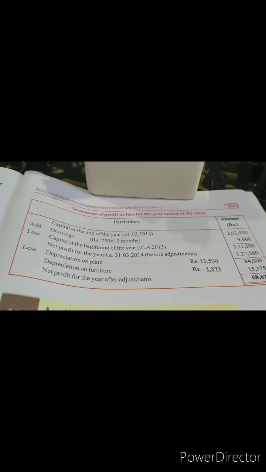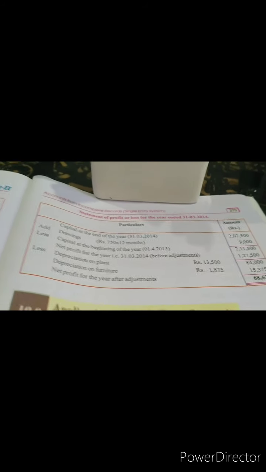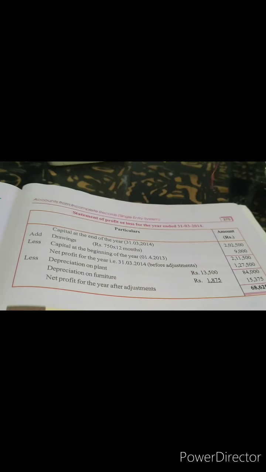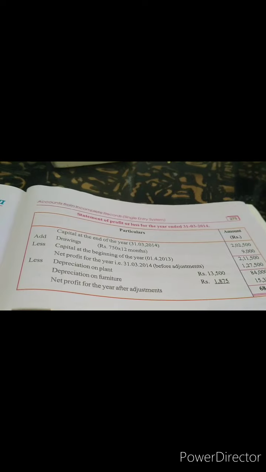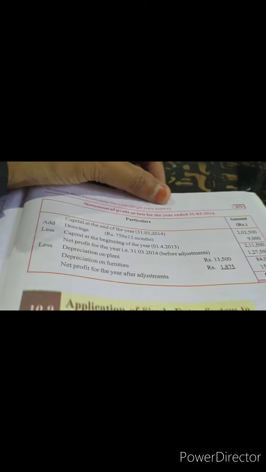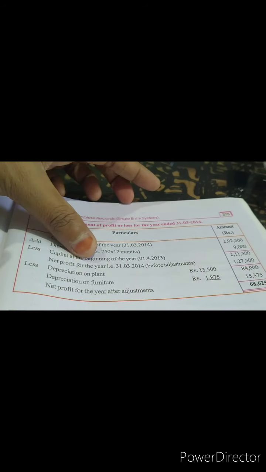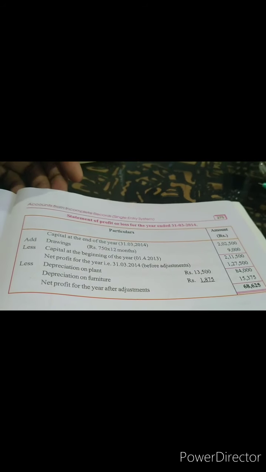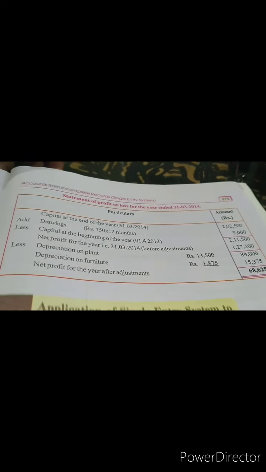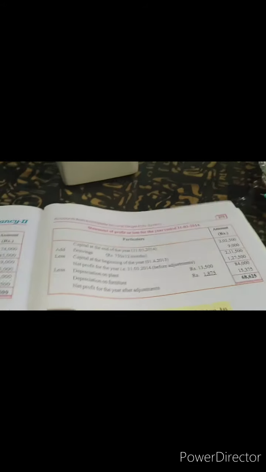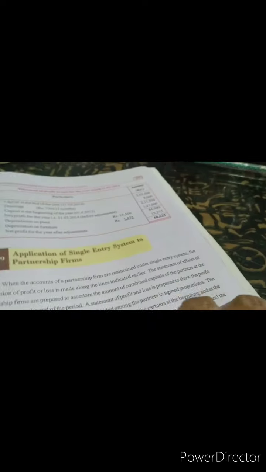Statement of profit and loss for the year ended 31st March 2014. We have particulars amount, capital at the end is taken, drawings is added, capital at the beginning is deducted. Then we got the net profit for the year before adjustments, and after deducting the adjustments we got net profit for the year after adjustments. So this is how, children, you will be doing the sum where you get the adjustment given in the question.